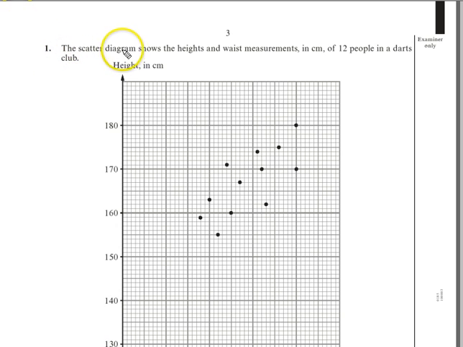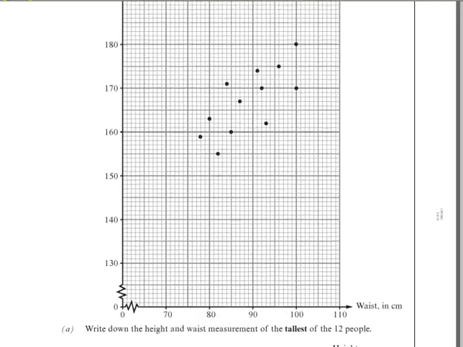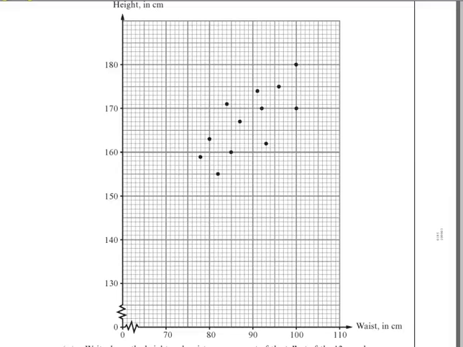Question 1. The scatter diagram shows the heights here and the waist, so that'll be across the other way, won't it? Measurements in centimetres of 12 people. So the 4, 7, 8, 9, 10, 11, 12. So there's 12 of these in a darts club. So there we are. And there's the waist and the heights. And there's the 12 people represented there by their height and waist. So let's have a look at the questions then.